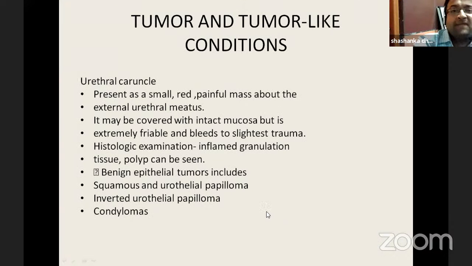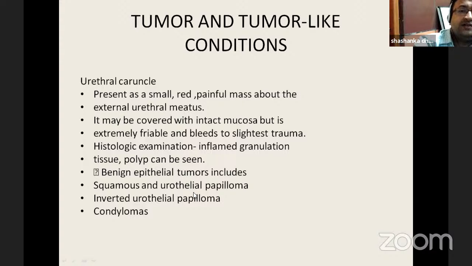Okay, some tumor and tumor-like conditions. These are very rare in the urethra. Urethral caruncle presents as a small red painful mass, and it may be covered with intact mucosa. It is extremely friable, bleeds to the slightest trauma. On histologic examination, there may be inflamed granulation tissue or a polyp may be seen.